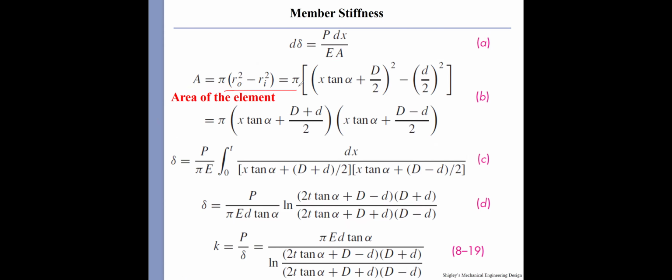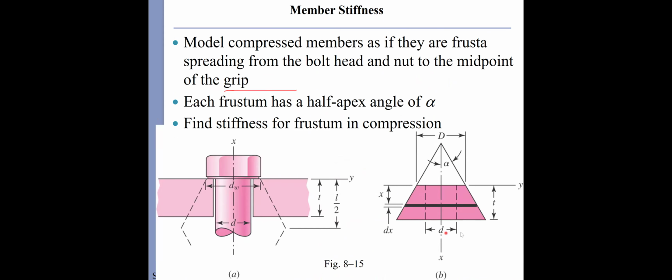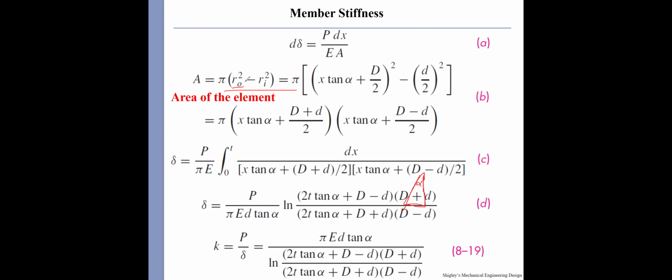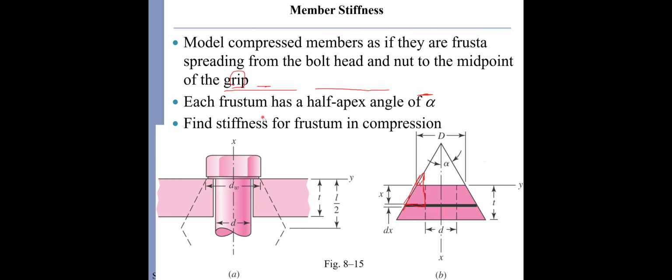Therefore, from this triangle, where this is alpha, we can define R naught equals x tangent alpha plus D over 2, squared. And Ri equals D over 2, squared. I think it's not difficult to understand, right?